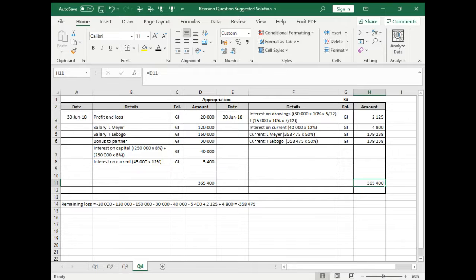Okay, so we include the current account because that is where we distribute your changes in equity. So the profit or the loss you make is accounted for in the current account of the partner. Okay, so that shows your movement in the equity for the partner specifically. That's why we take it to the current account. Okay, it's just a normal rule that you need to know.